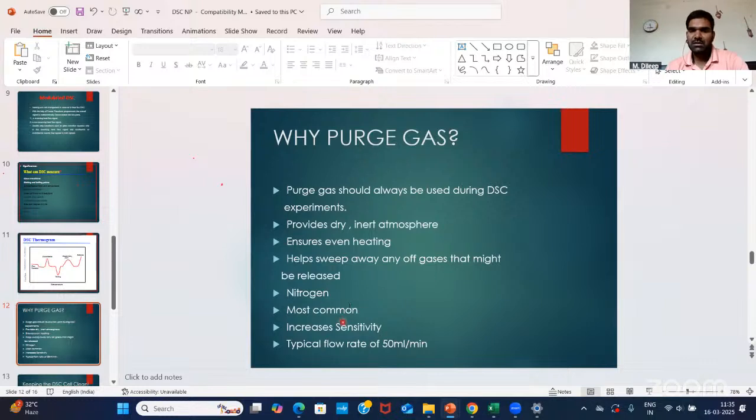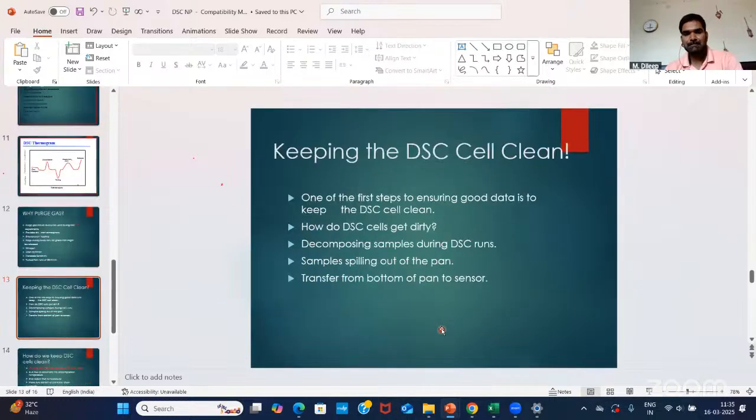Nitrogen is the most common purge gas. It increases sensitivity. A typical flow rate of 50 ml per minute is seen.